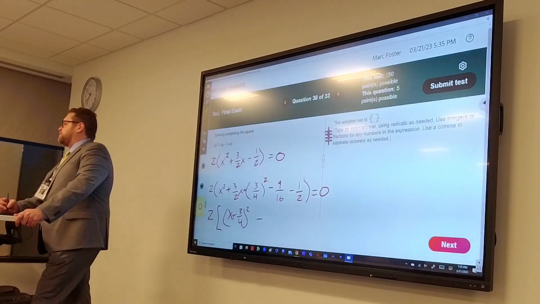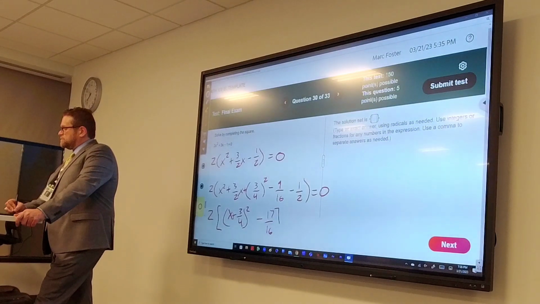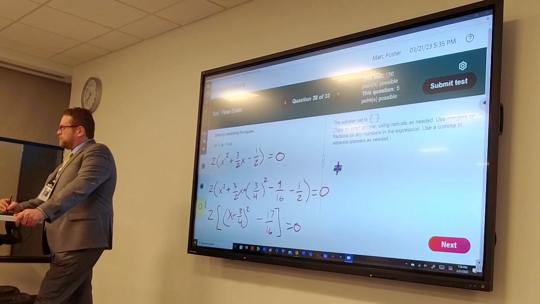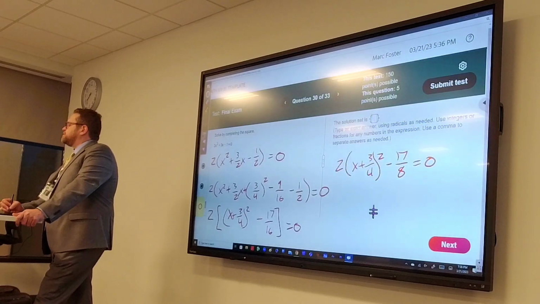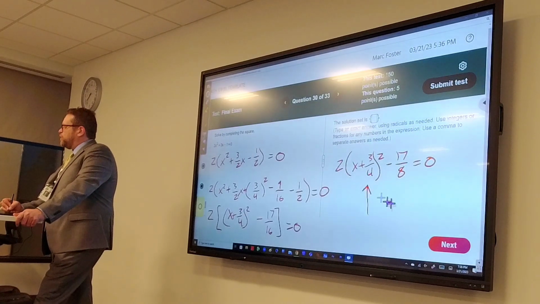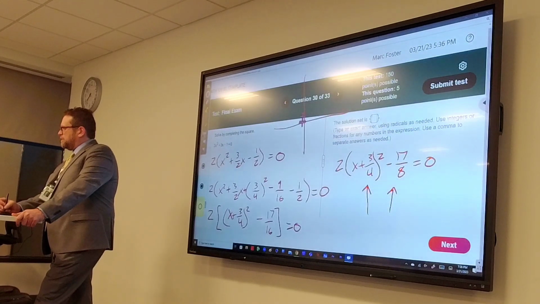So this would be minus 17/16. Now I can distribute that 2, and I'm getting that this is 2 times x plus 3/4 squared minus 17/8. This is the equation of a parabola, and now the power of writing it like this is I can see what the ordered pair of the vertex is. The vertex of this parabola is at the point minus 3/4, comma, minus 17/8. So there's minus 3/4, and down here is minus 17/8.